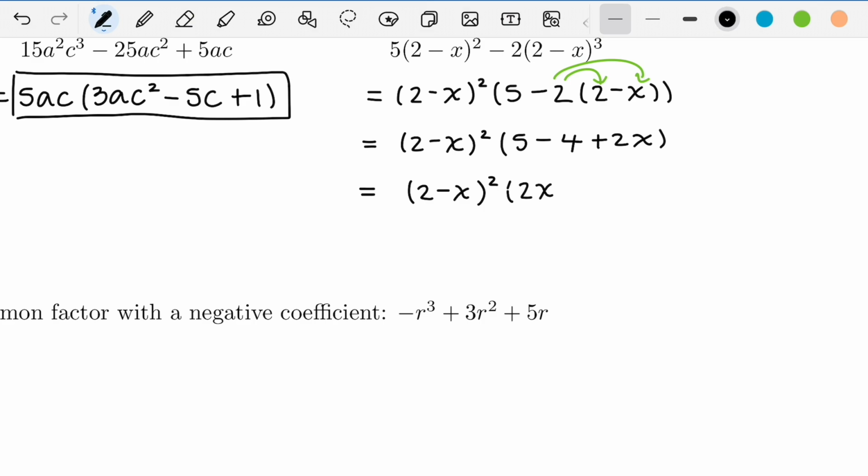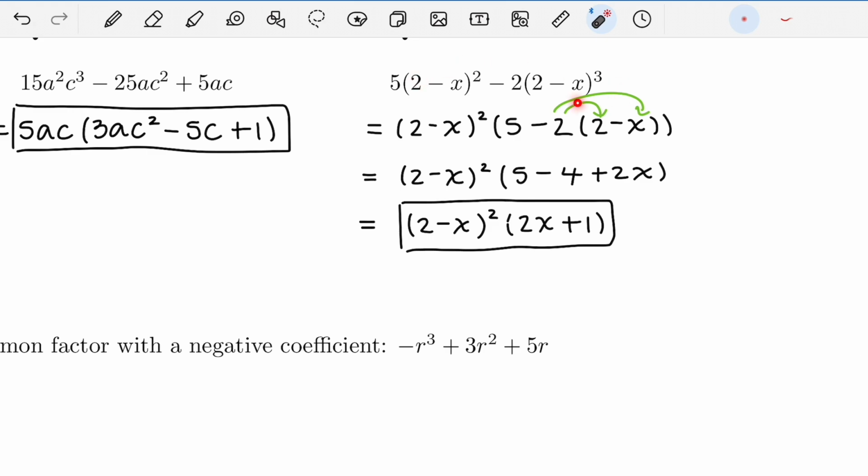Okay, we can write this as 2x, and then 5 minus 4 is plus 1. So this would be our final simplified answer when we pull out the greatest common factor from these two terms here.